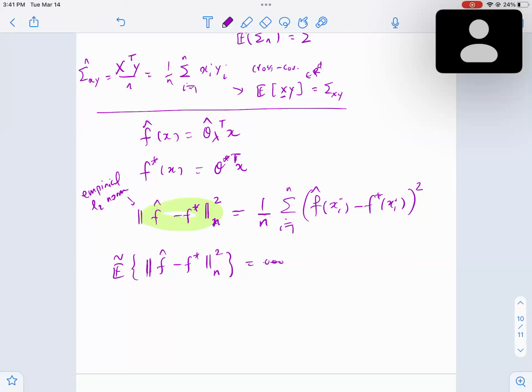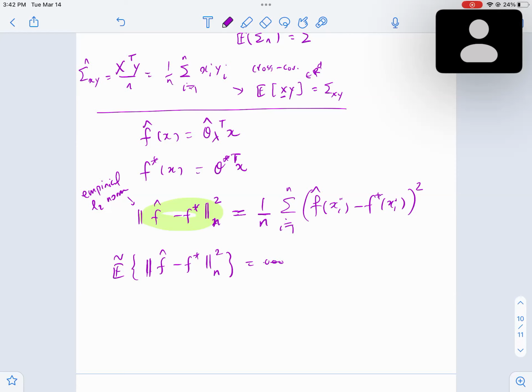So this is okay. Some people might be worried that we're evaluating things on the training data, that you might be overfitting. This is not as much of a problem because I'm comparing the true function to the estimated function, not on the observations. In practice, you don't have the true function.